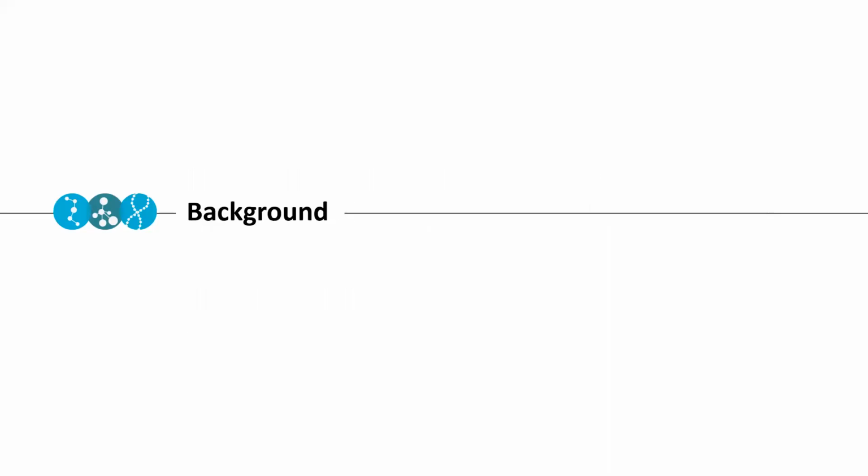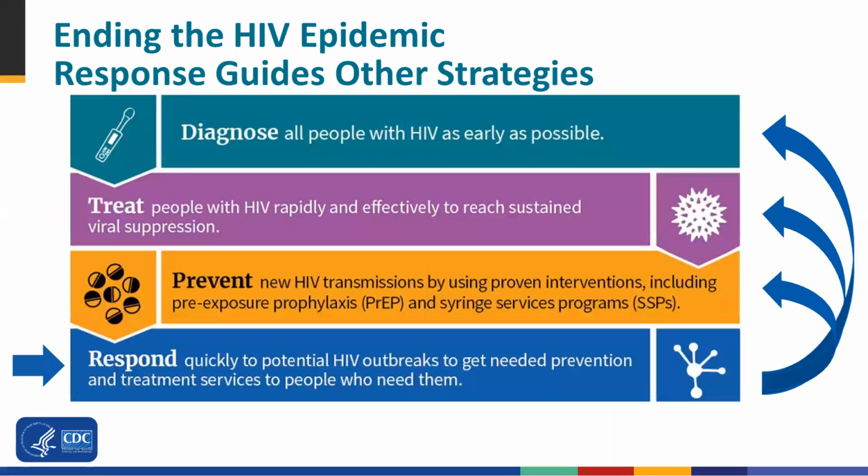So I'm going to start with some background. Some of you may be aware that the president announced the Ending the HIV Epidemic initiative about a year ago. And this is really kind of a moonshot effort to try and reduce HIV transmission by 90% over 10 years. Now, there are 4 pillars to this response strategy, and diagnose, treat, and prevent are all relatively separate approaches to the problem. However, response, really identifying where we need to do these other 3 pillars, factors into all of them.